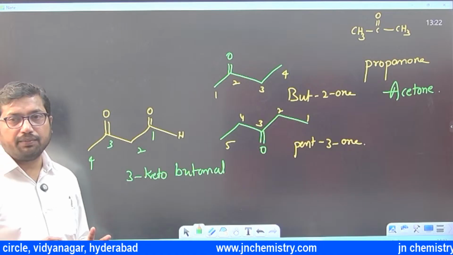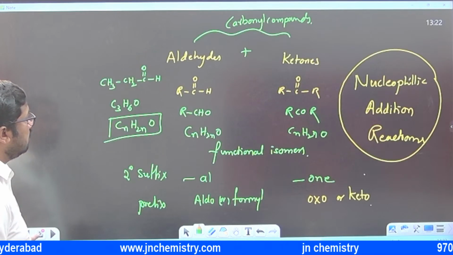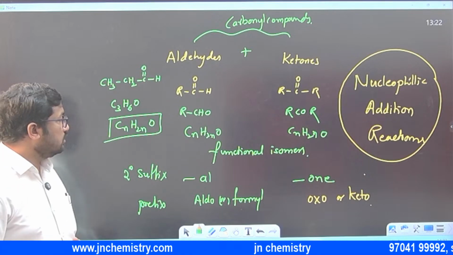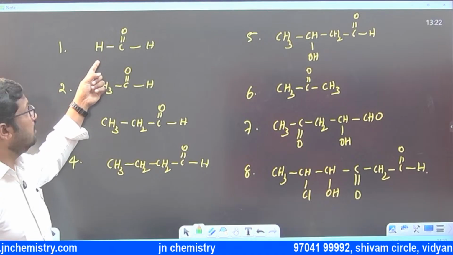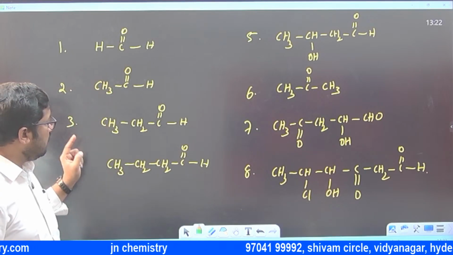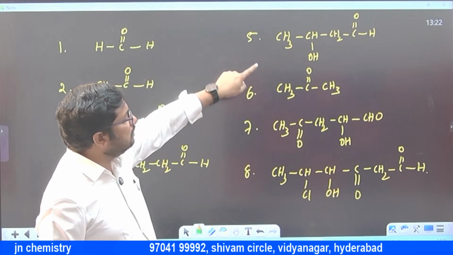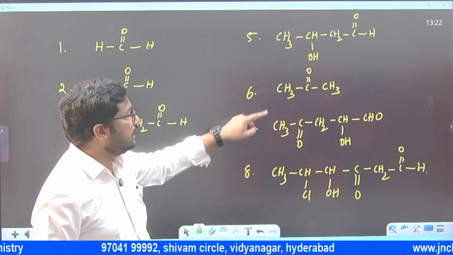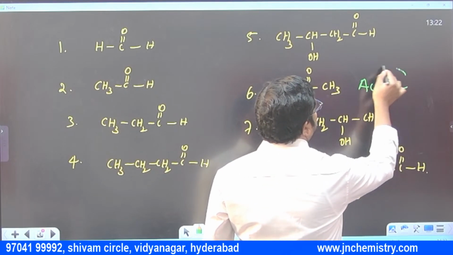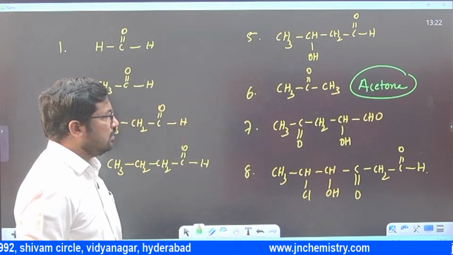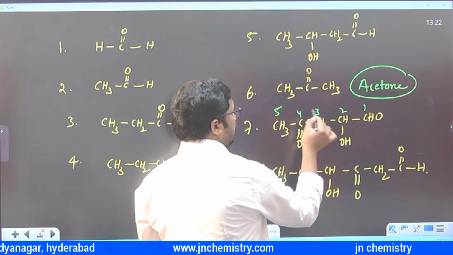So now I think you are able to solve these questions. I already told you this one: formaldehyde or methanal, ethanal, propanal, butanal, 3-hydroxy butanal, propanone or acetone. This common name we could say acetone, propanone or acetone. So this is 1, 2, 3, 4, 5.